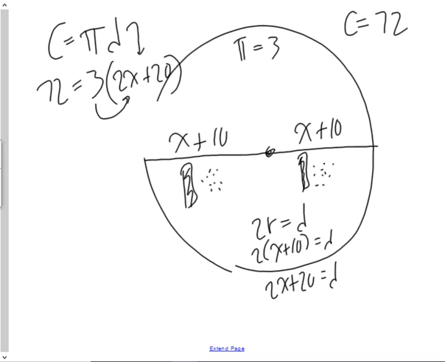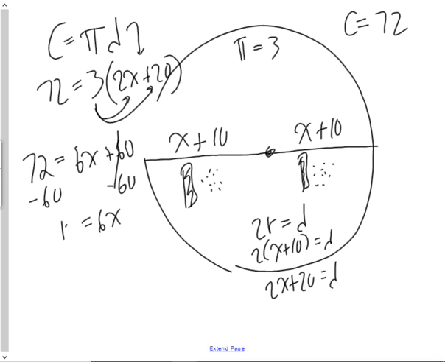I'm going to expand this using distributive property. Circumference equals pi times the diameter will be 6x plus 60. Subtract my constant from both sides. I get 6x equals 12. And once I isolate for x, I know that x equals 2.